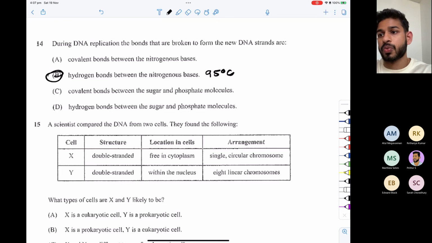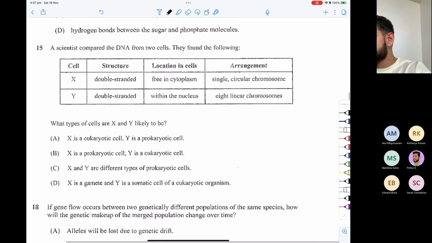And we use that when we're amplifying DNA in test tubes in a technology by the name of DNA profiling and PCR, or polymerase chain reaction. You're going to learn about that very shortly, so keep that in the back of your mind for now. Question 15.